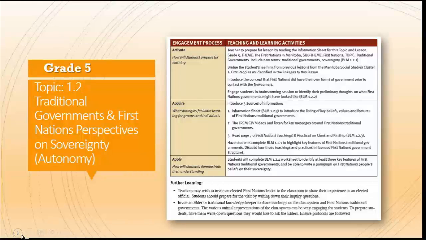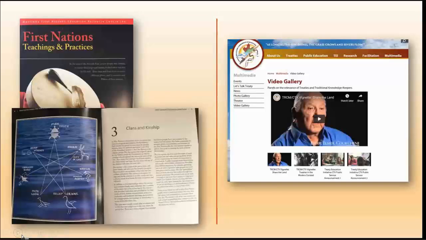You can have the students look at the information sheet. You can have them summarize the information sheet I just read you. You can also go onto our website at trcm.ca. We have videos produced in conjunction with CTV, and there are elders talking about traditional governance. Or you can use one of our publications that's found in the Treaty Kit, First Nations Teaching and Practices. So how you have the kids explore this topic is entirely up to you, right?